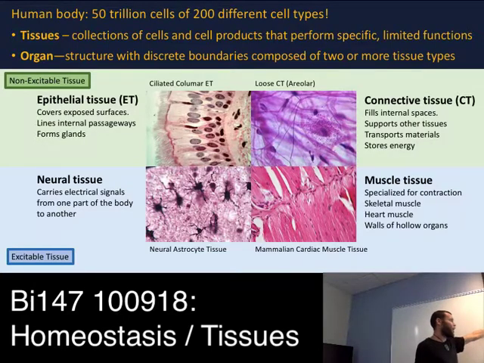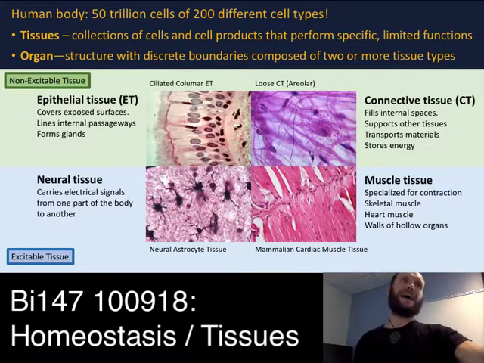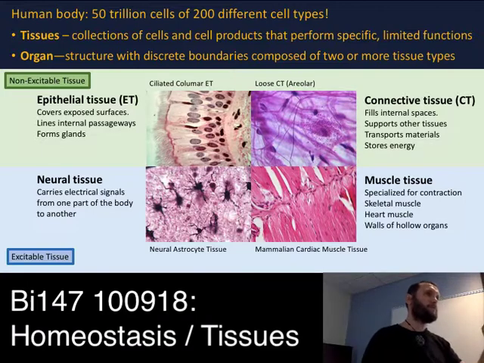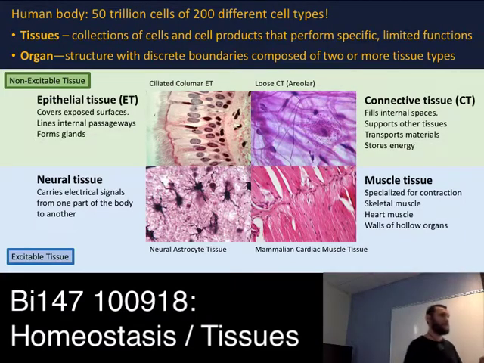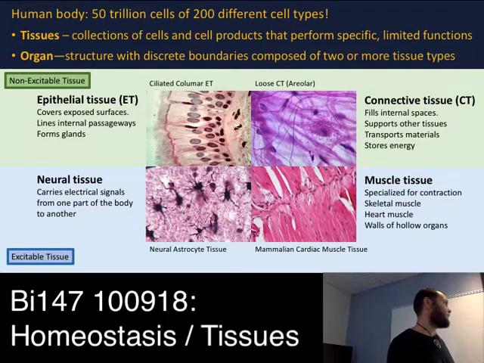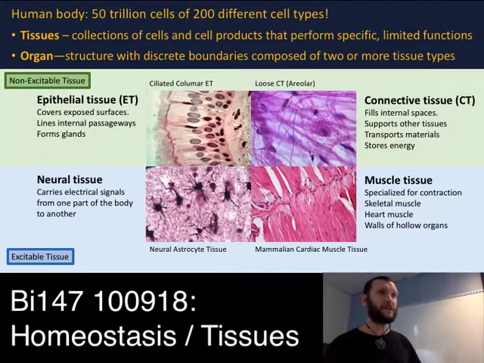Non-excitable tissues are epithelial tissues, which I'm not really going to talk about hardly at all with you. I might show you one slide about epithelium. You like epithelium? You do? Yeah, I love it. We're all coated in it. But the other type is connective tissue, and there are a lot of different types of connective tissue. So I have some examples there. There's ciliated columnar epithelium and loose connective tissue, areolar tissue. We've seen areolar tissue in lab heavily.